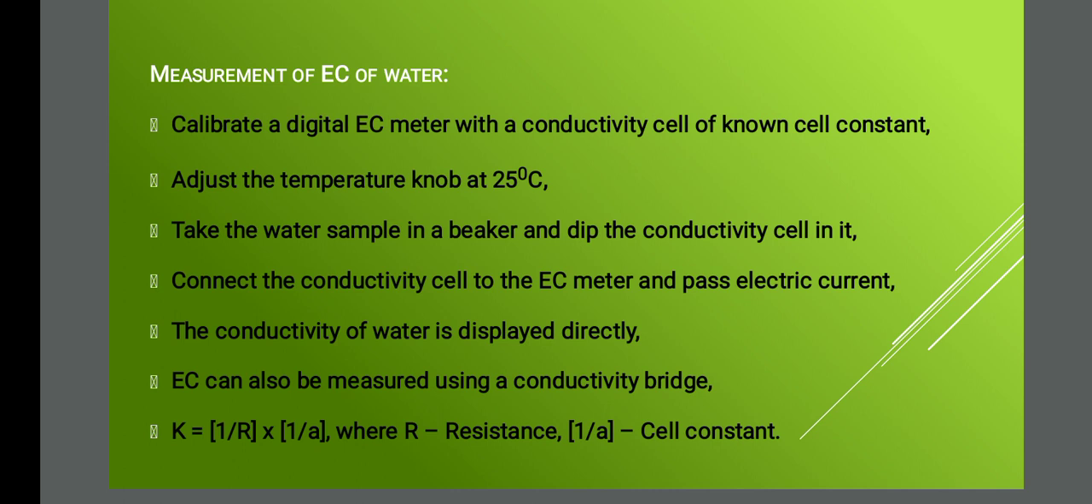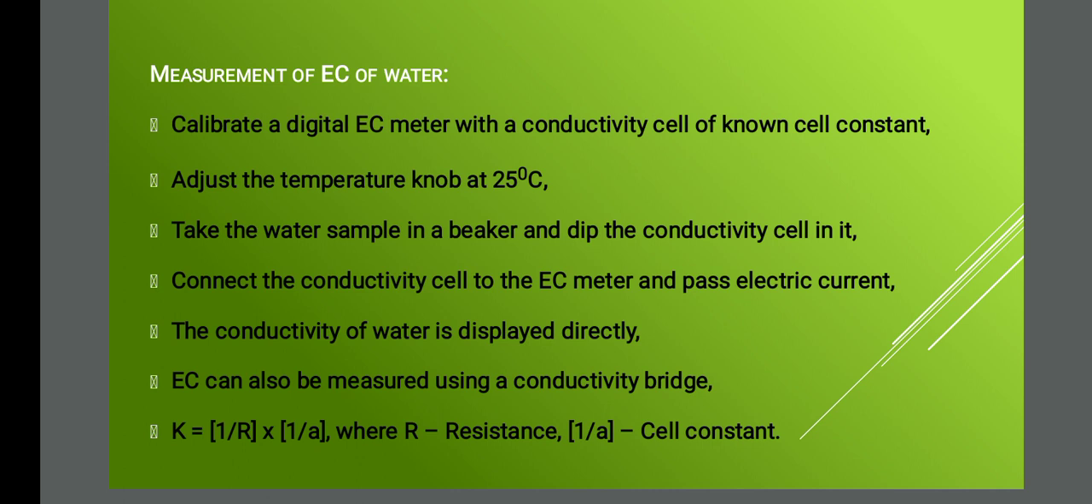Cell constant value is said to be fixed at 1. So using a conductivity bridge, you have to multiply 1 by resistance into cell constant. But in our case, the digital display will directly give you the value of conductance. No need of multiplying or dividing or doing anything else like that. Directly you will get the display. So this is something about electrical conductivity measurement.